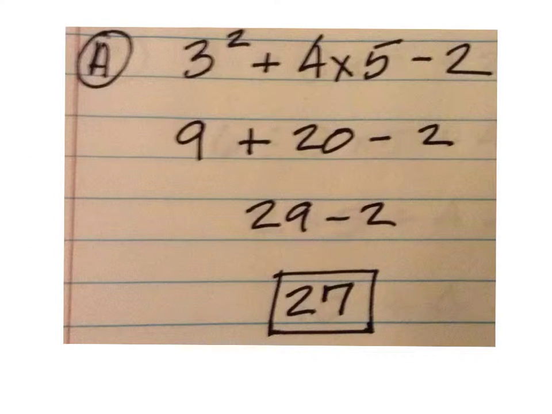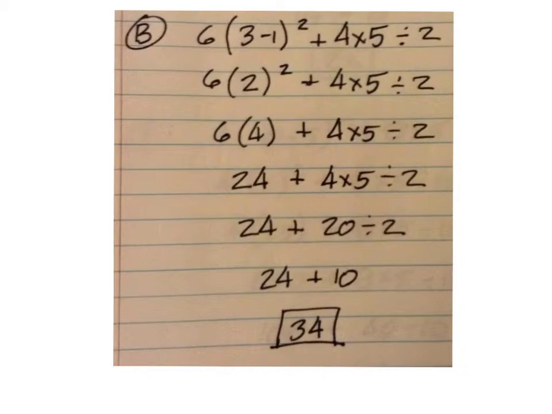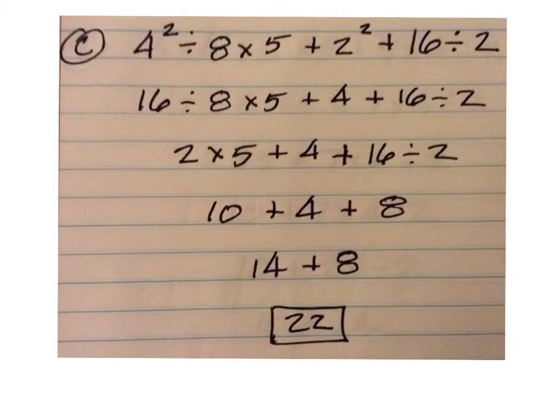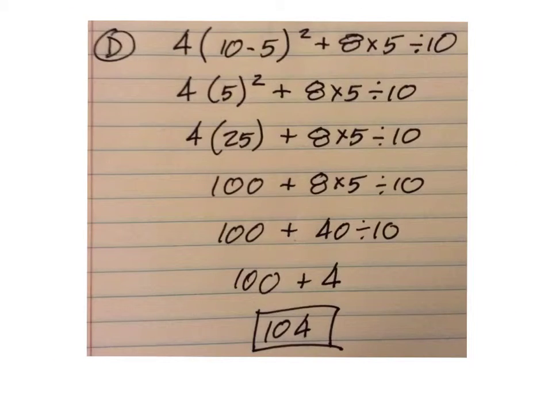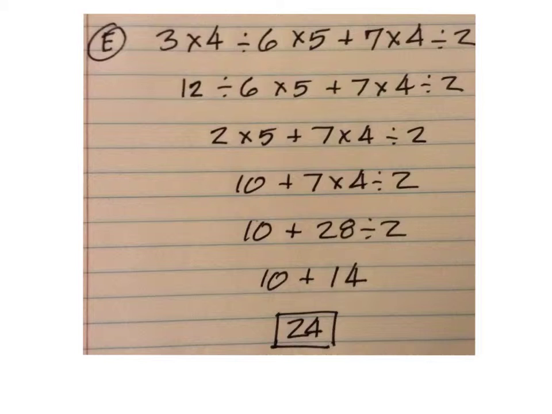Extra credit A is 27. B is 34. C is 22. D is 104. E is 24.